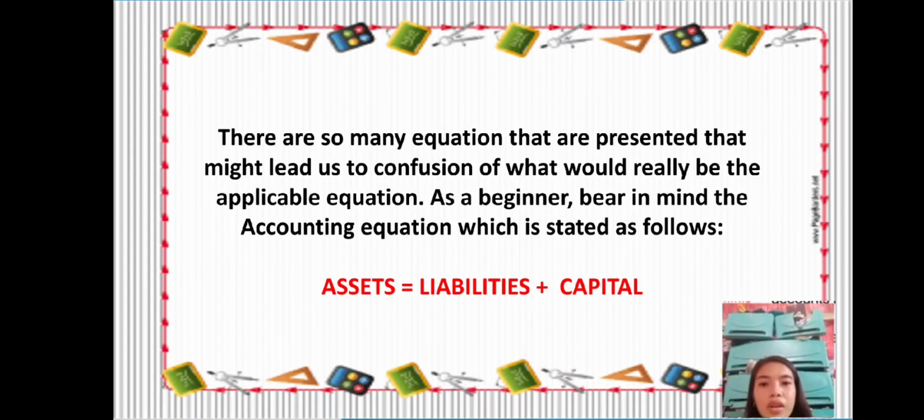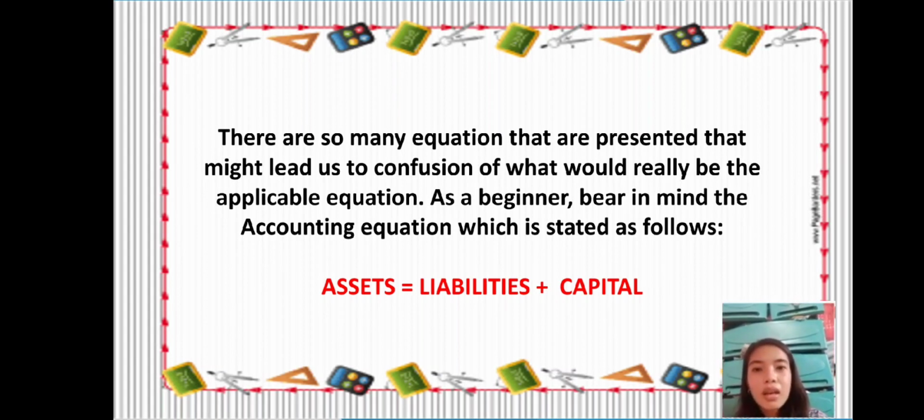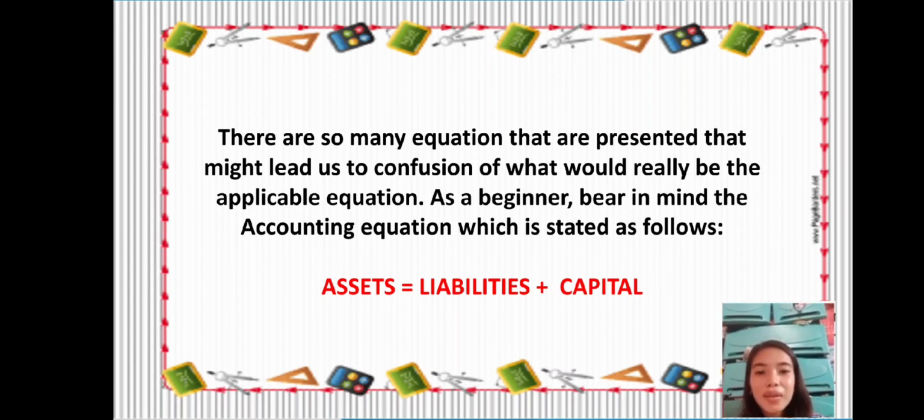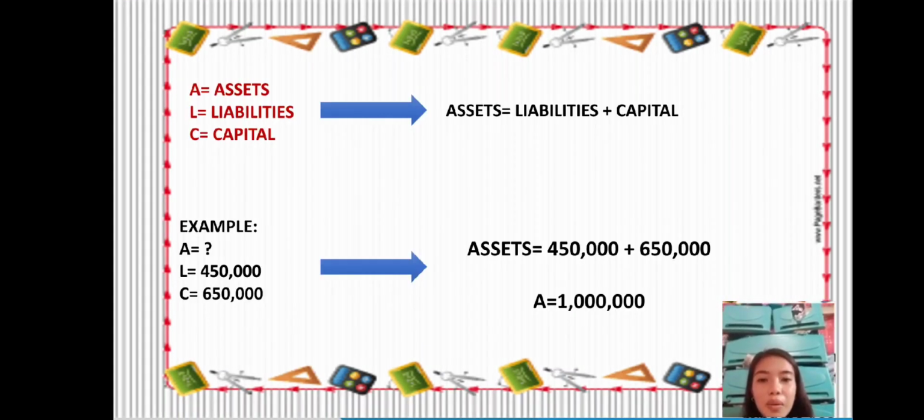The next one: there are many equations presented that might lead us to confusion. A lot of equations are used to find assets, liabilities, and capital, but it is understandable and easy to find. As a beginner, bear in mind the accounting equation, which is stated as follows. This is the equation that we must follow so that we can easily remember it when finding assets, liabilities, and capital. So assets equals liabilities plus capital. So when finding assets, here is the equation.